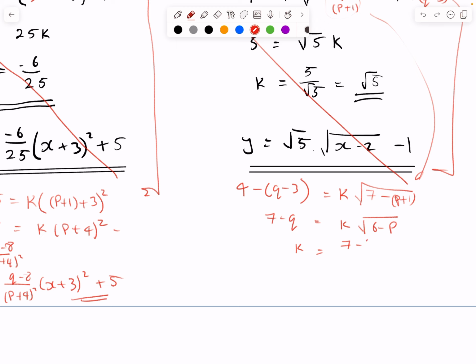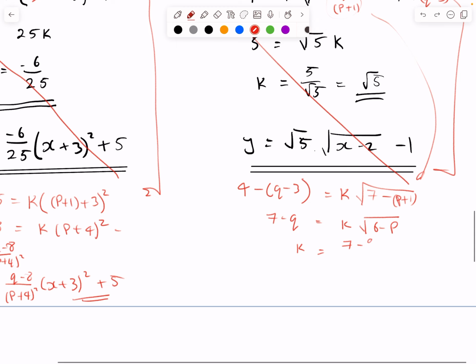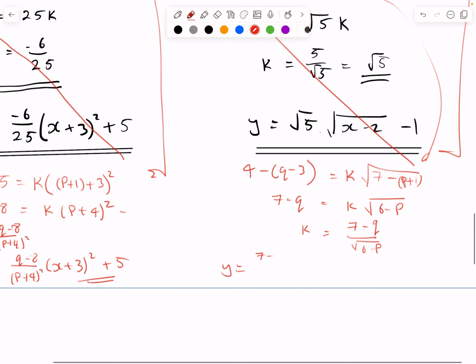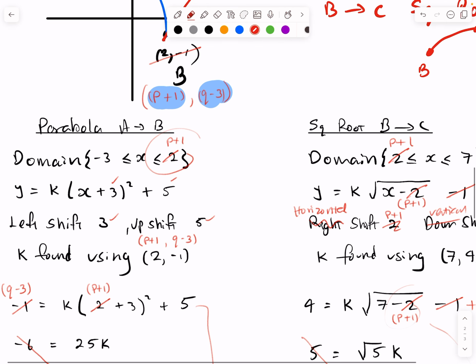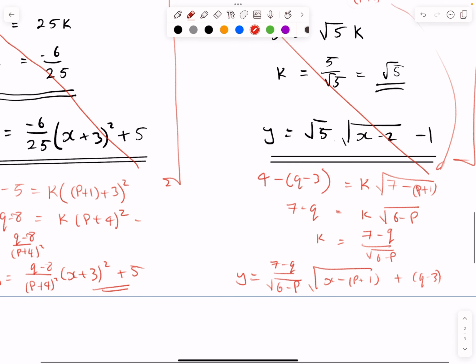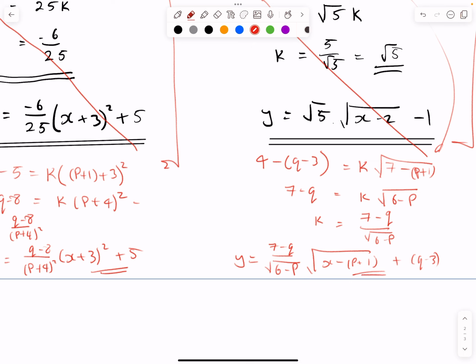Oh, a bit messy. Still a bit messy. Over square root of 6 minus p. So my new value function here is going to be y equals 7 minus q over square root of 6 minus p. And the x value is now x minus p plus 1 is my x coordinate there, and it's q minus 3 is that guy up there. Okay, so that's my new expression for the square root function.